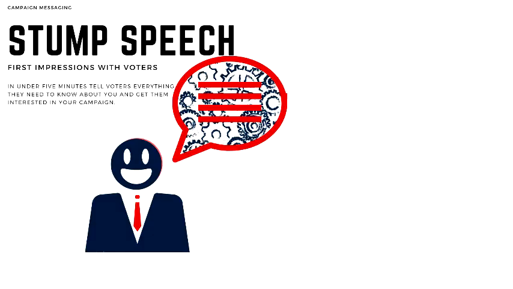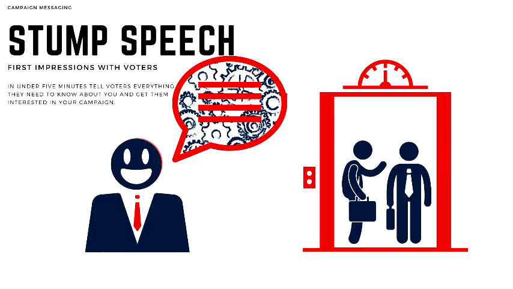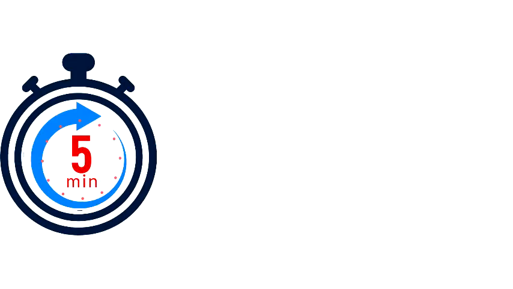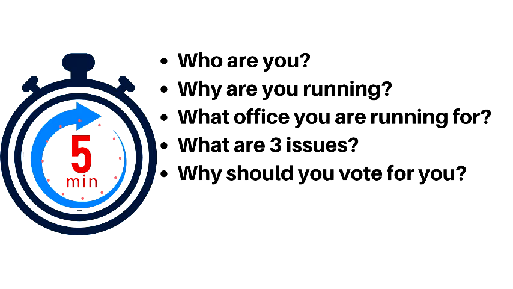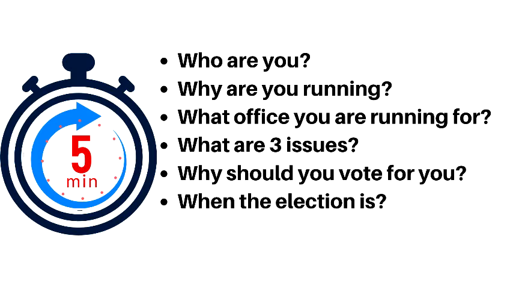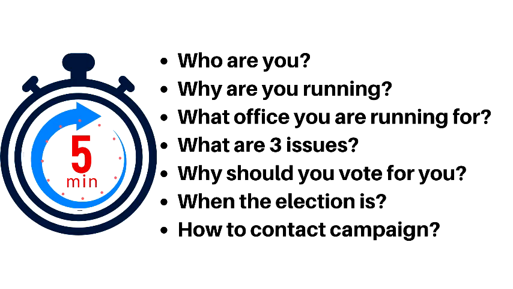Let's talk about the anatomy of a stump speech. If you don't know what a stump speech is, it's basically an elevator pitch for an election campaign. In under 5 minutes, you need to tell a voter who you are, why you're running for office, what office you're running for, the 3 major issues that are a part of that office, and why they should vote for you in the upcoming election. And don't forget to remind them when the election is and how to get in touch with you.